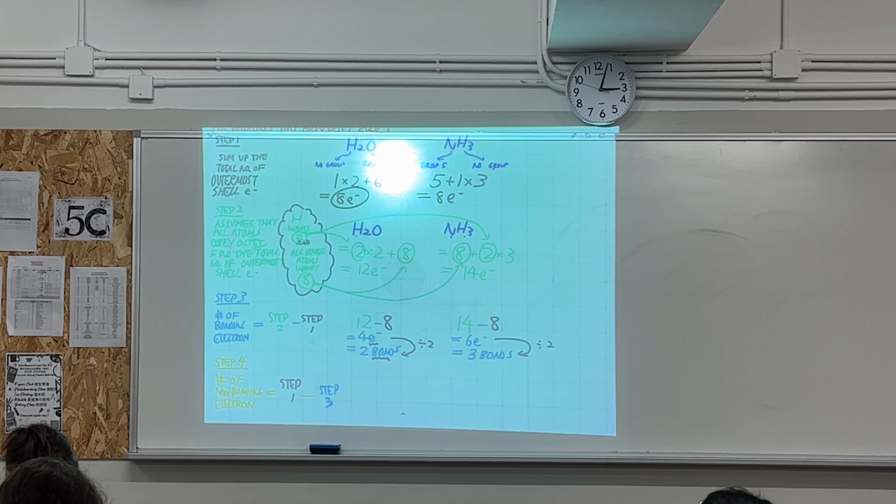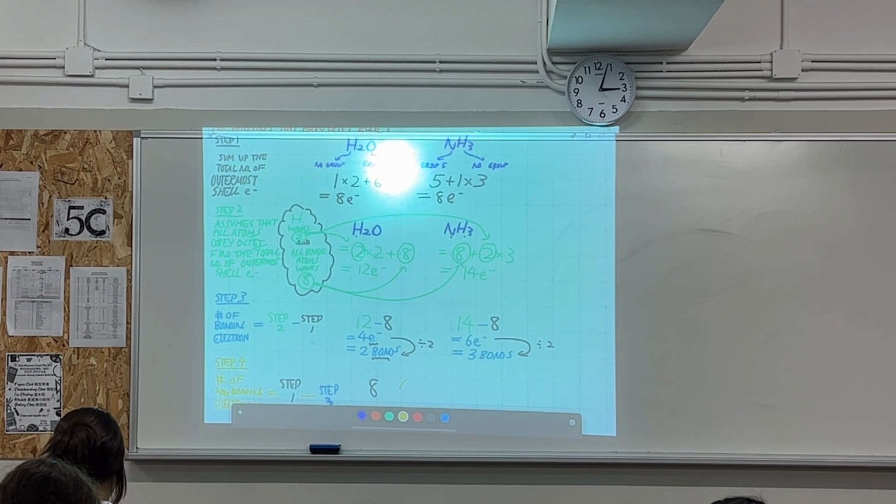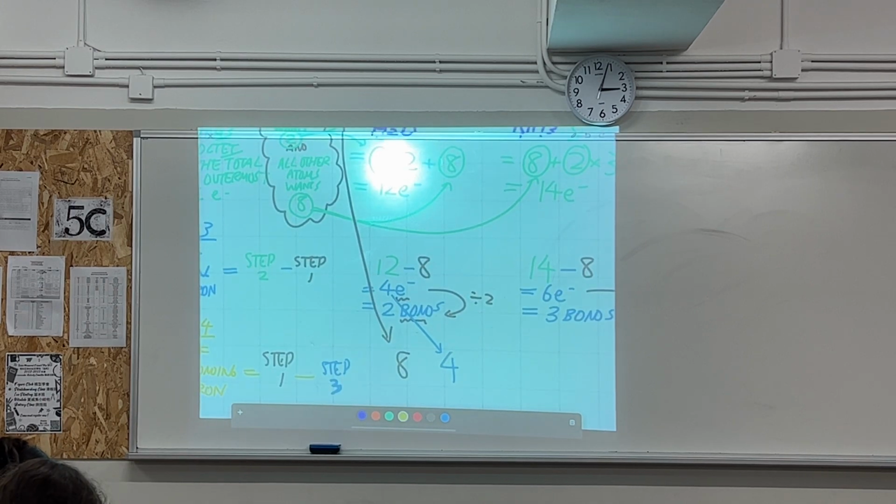So write this down. You have 8 minus 4. So minus 4. The 4 is from here. The 8 is from here. Which is 4, yes. So you have 4 electrons.